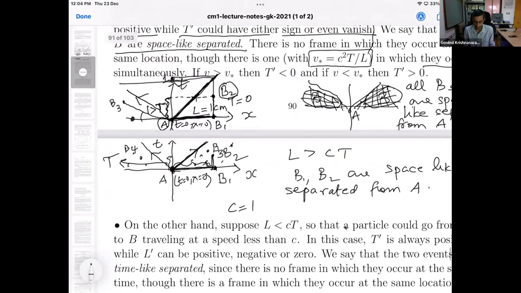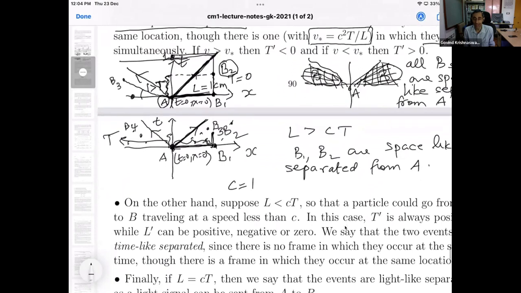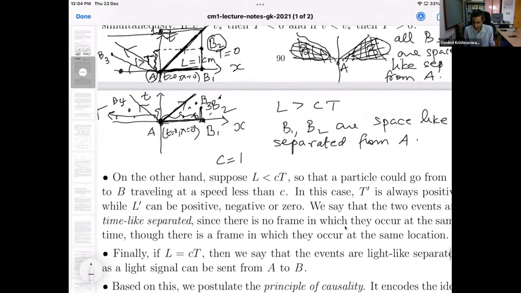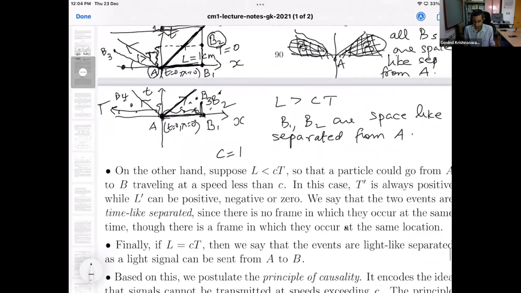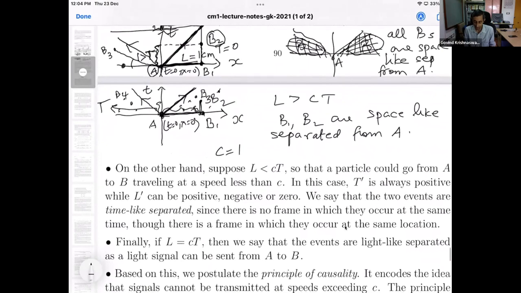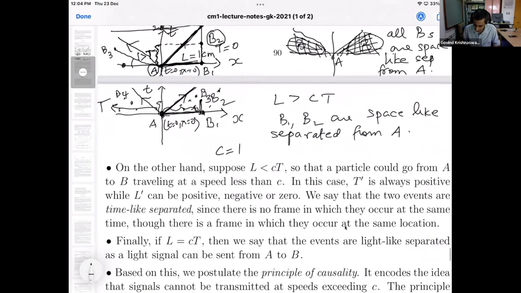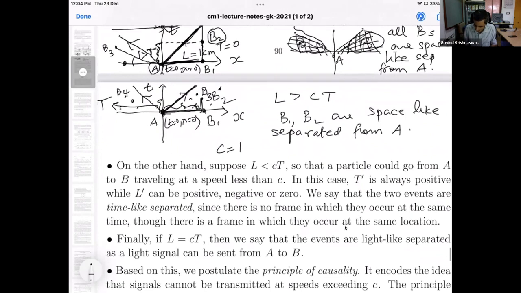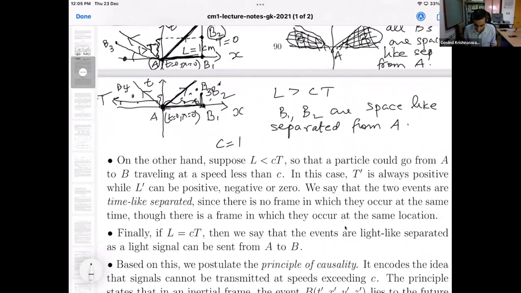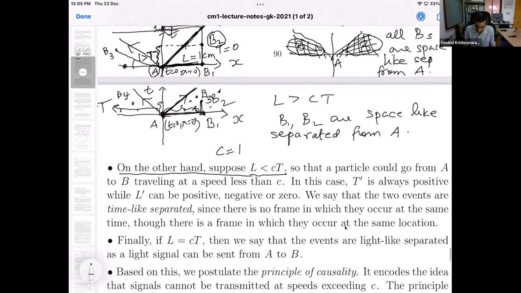Now, with this picture in mind, things are very easy. This is called a space-time diagram. We can now easily describe what we mean by time-like separated events. So again, let us just do that first in words, and then I'll show it in the picture. So on the other hand, suppose you have two events, A and B once again, in that same frame. And suppose L is less than CT. So an example of such an event would be here.